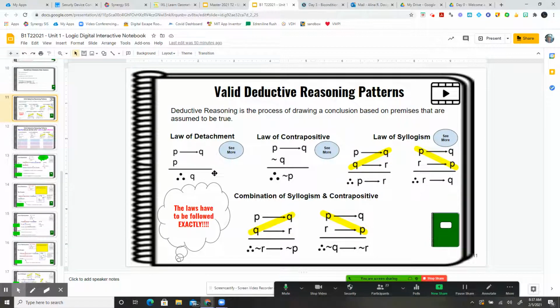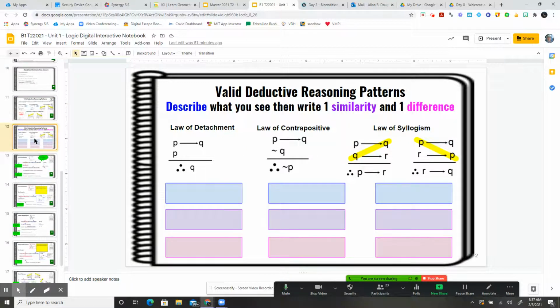So law of detachment, law of contrapositive, we've got simple sentences. Law of syllogism, and that's a crazy word, it's pronounced syllogism, has three compound sentences. Okay. We'll come back to this example, because I feel like at this point we probably have more in our heads than we can think about. Go to slide 12 with me. Look at what the similarities are and what the differences are.